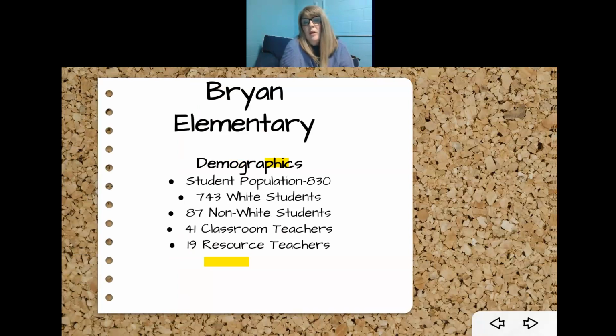So at Bryan Elementary, our demographics, our population of students is 830. We're a rather large school. We have 743 white students. We have 87 non-white students with 41 classroom teachers and 19 resource teachers.